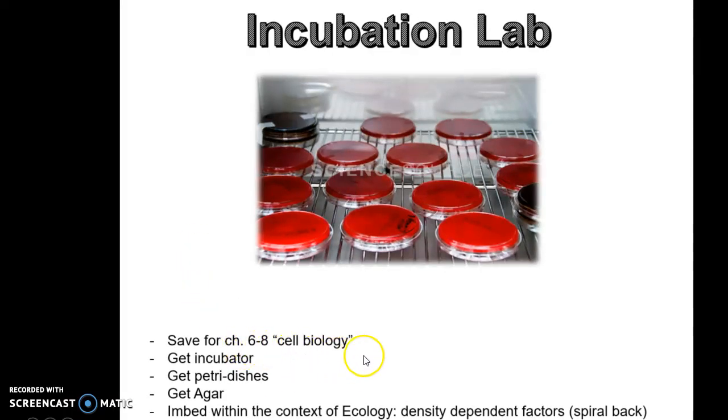So, throughout our future chapters in cell biology, we'll practice with an incubator to grow single-celled pathogens. We'll learn to use petri dishes. We'll find out what agar is, which is inside these petri dishes, colored red here. And we're going to get a chance to make more sense of our ecology and density-dependent factors, those things that limit our survival, like pathogens, things that cause disease. So hopefully we'll grow some and find out where on our campus are the dangerous single-celled organisms.